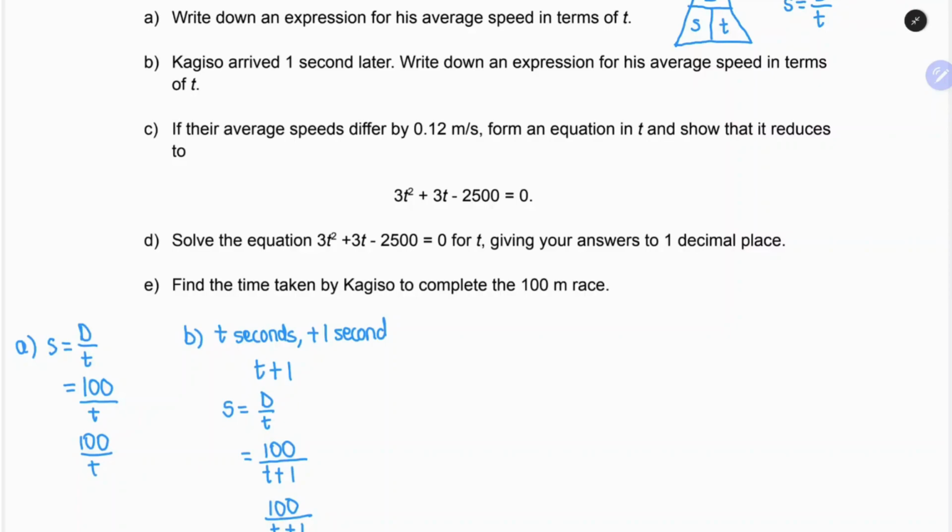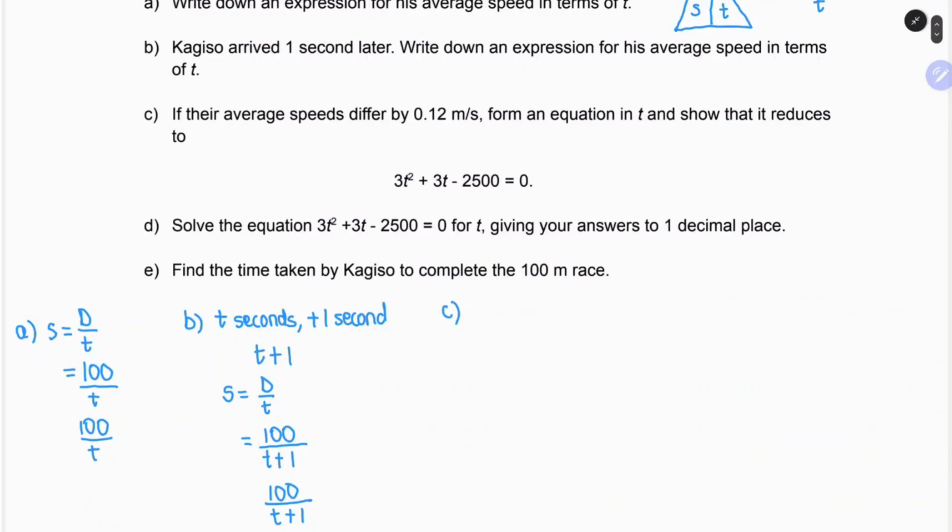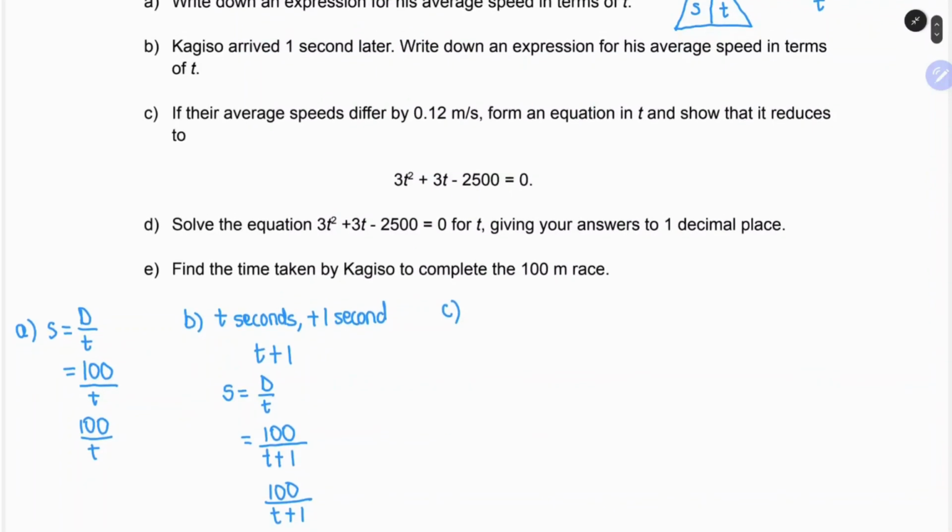And then question C now says, if the average speeds differ by 0.12 meters per second, form an equation in t and show that it reduces to 3t squared plus 3t minus 2500. So what we're going to do now, we're going to look at the question. It says that the average speeds differ by 0.12.